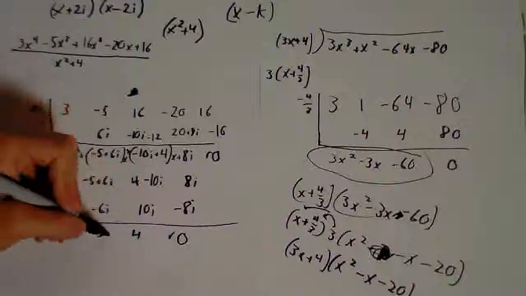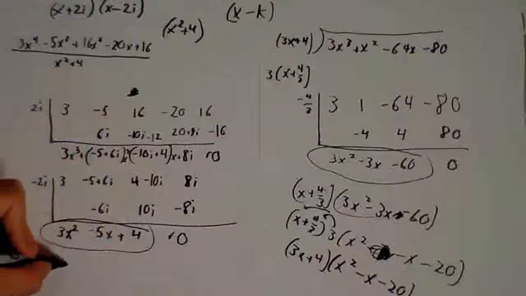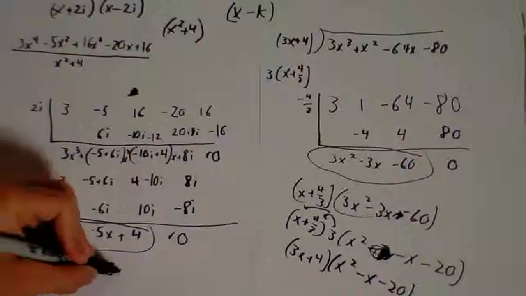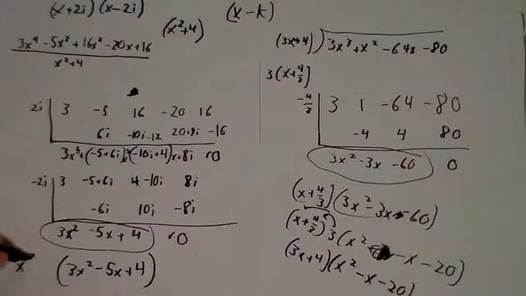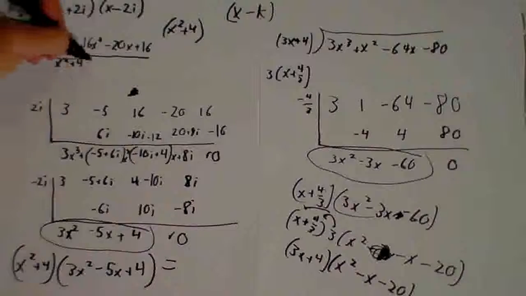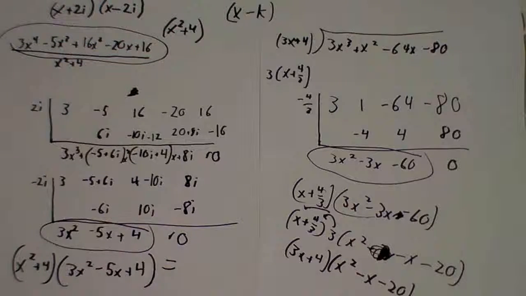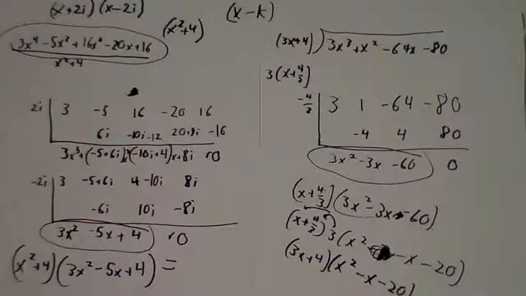And we've got 3x squared minus 5x plus 4. So now we know that 3x squared minus 5x plus 4 times x squared plus 4 is going to be equal to this polynomial up here that we started with. So we can actually divide by things like 3x plus 4 or x squared plus 4 using synthetic division. It's just a little more complicated, but, you know, more complicated means more fun, right? Right? Right? Anybody?